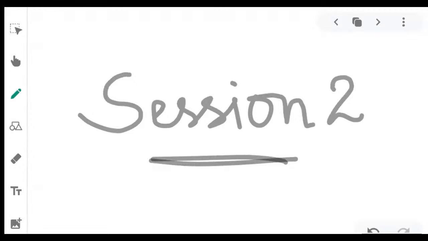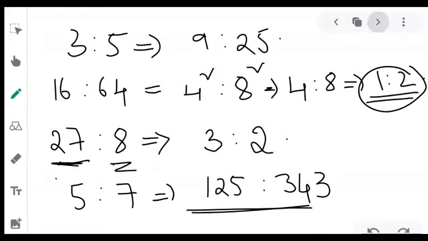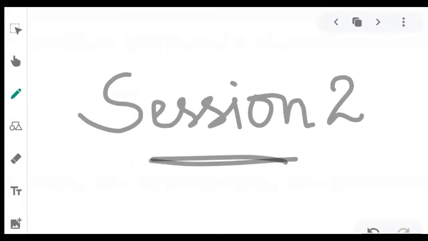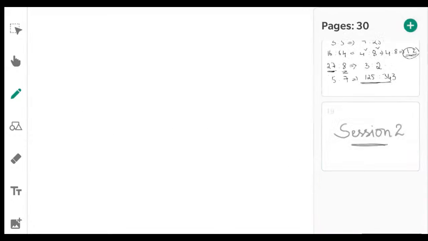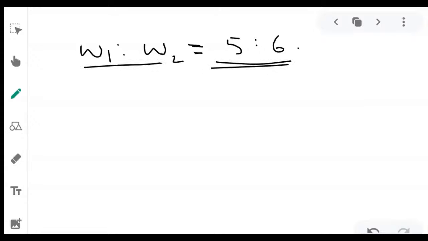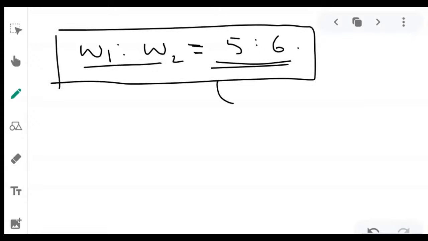Yeah, so yesterday we have seen the complete length of ratios. So today we'll start off with proportions, which is the same as ratios, except for the fact that in ratios, we have seen something like the weights of two people are in the ratio 5:6. When you write this equality in between, this equation of two ratios becomes a proportion. This whole thing is called proportion.